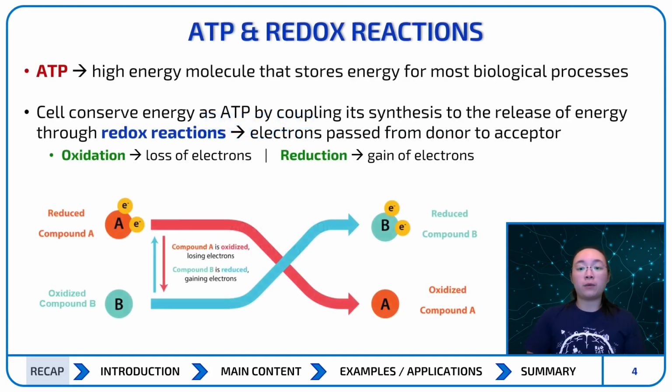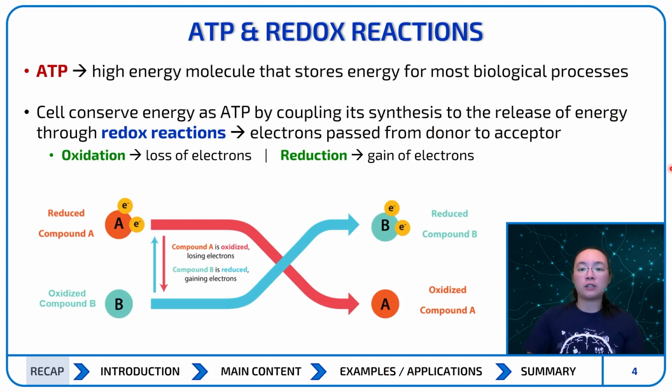First of all, we know that ATP from the previous lecture is a high energy molecule that stores energy for most biological processes. Cells will actually conserve energy in the form of ATP by coupling its synthesis to the release of energy through redox reactions or oxidation reduction reactions. So in a redox reaction, what happens is an electron is passed from a donor to an acceptor.